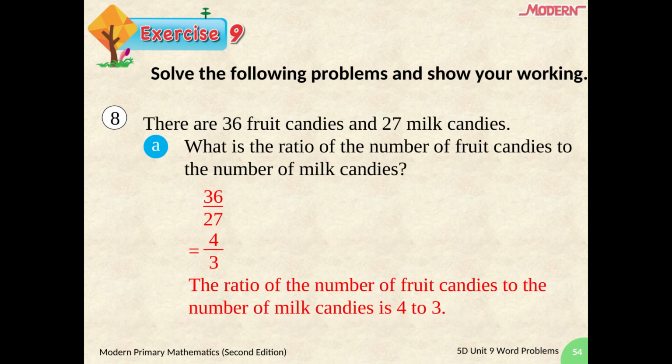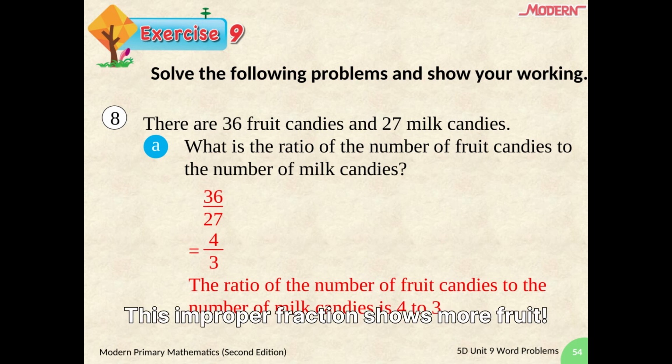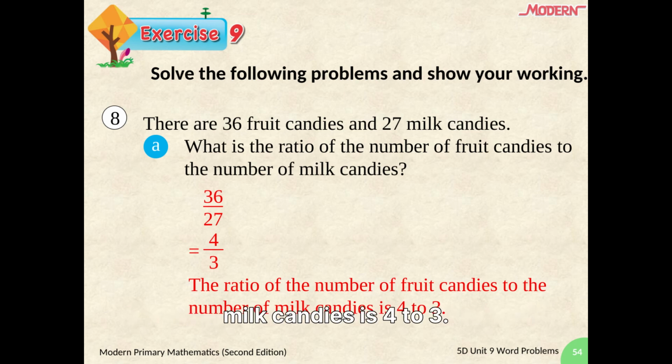Let's simplify. Both are in the 9 times table. 36 divided by 9 is 4. 27 divided by 9 is 3. 4 over 3. The ratio is 4 to 3. This improper fraction shows more fruit. Know-how. The ratio of fruit candies to milk candies is 4 to 3. This means for every 3 milk candies, Jerry has 4 fruit ones.